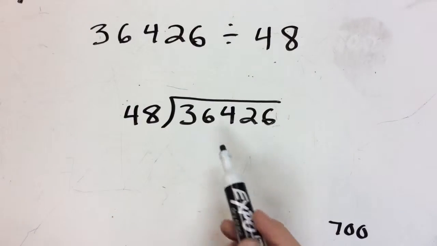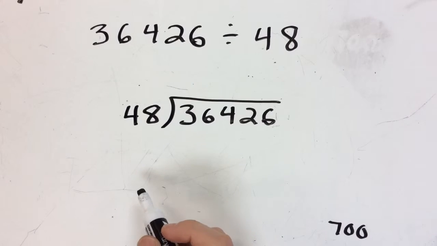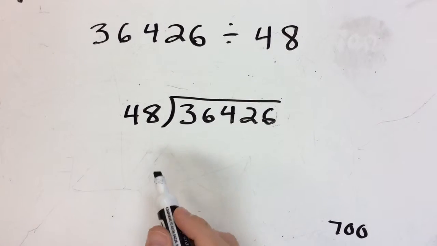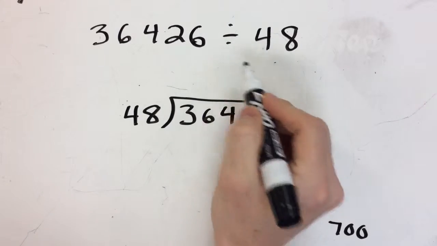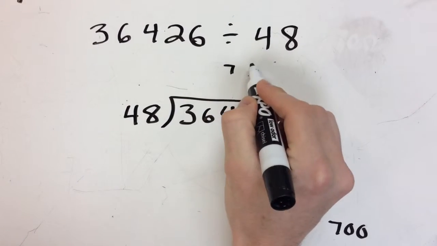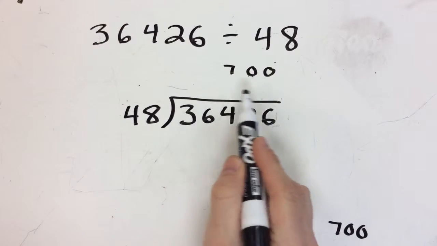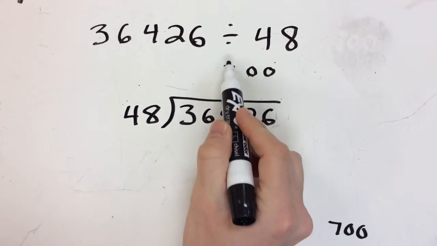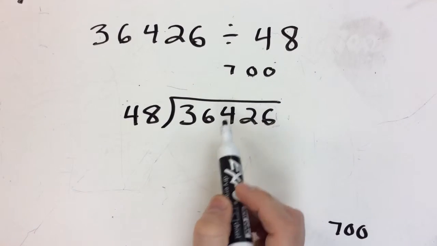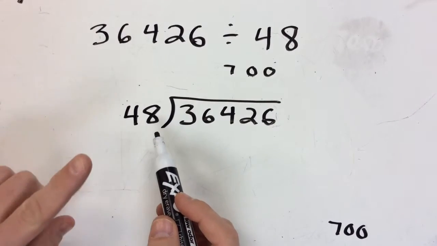Remember, the question here is how many times does 48 go into 36,426? And although we don't know the exact answer, we know that it's about 700. So I'm going to write 700 above here. That's going to be close to my answer. So I know my first digit's going to be in the hundreds place, and it's likely going to be around 7.